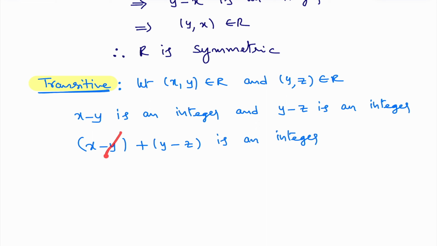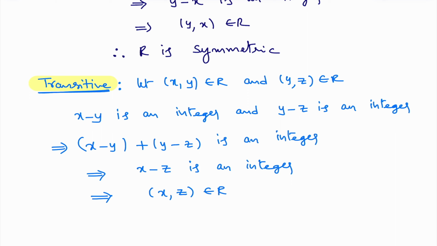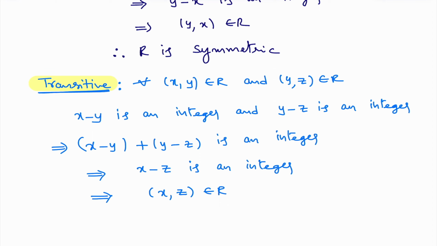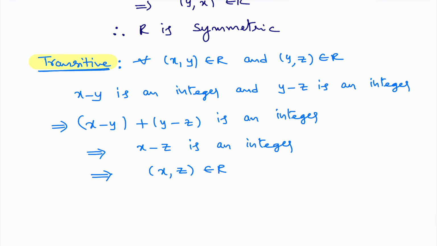So here you see, minus y plus y will get cancelled. Then what will you get? You will get that x minus z is an integer. If x minus z is an integer, what can I write? I can write that the ordered pair (x, z) belongs to R. When you know that x minus z is an integer, I can say that (x, z) belongs to R. That means for every (x, y) and (y, z) in the relation, (x, z) also exists in the relation. From this, I can write that this relation is transitive.